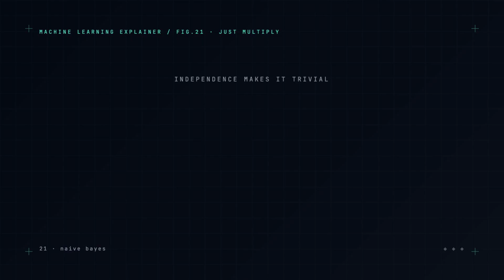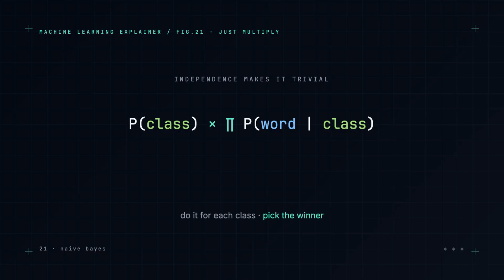With independence, the messy combined probability collapses into something trivial. Just multiply. Take the prior probability of the class, then multiply in the probability of each feature given that class one by one. Do this for every class and pick the winner. A whole classifier reduced to counting and multiplying.